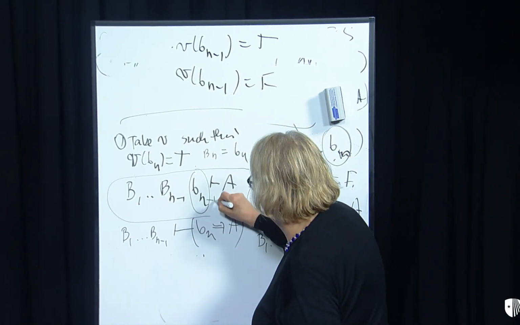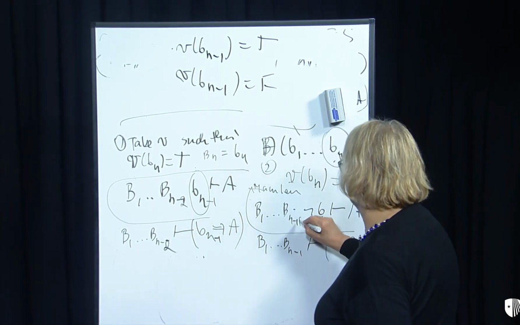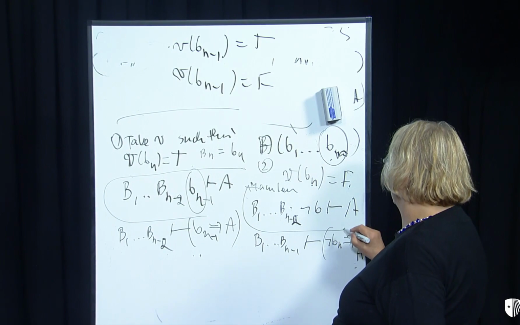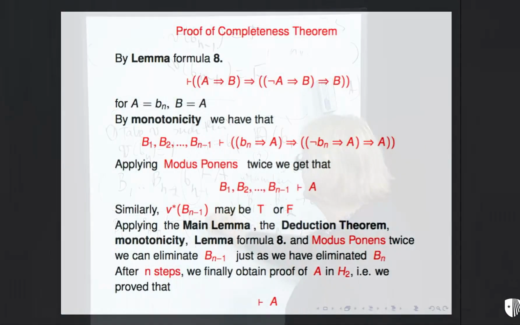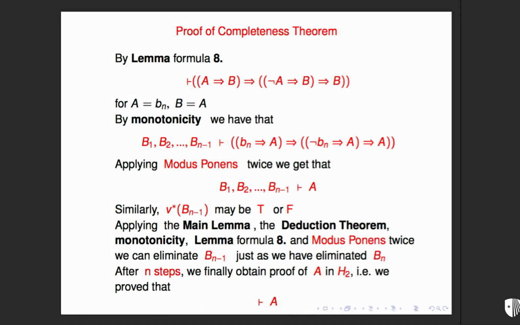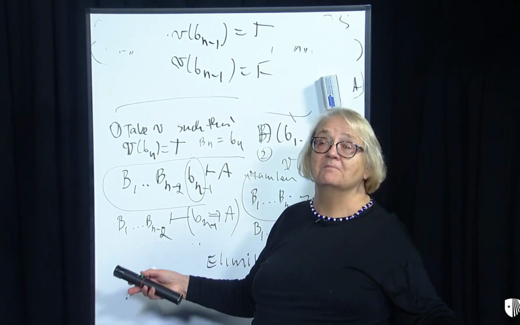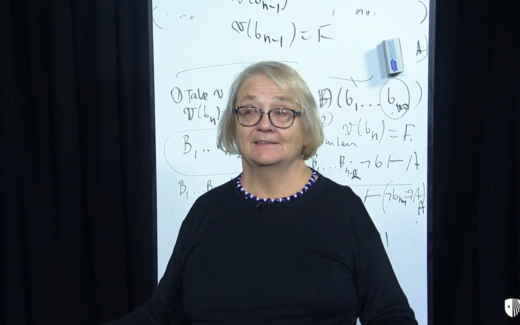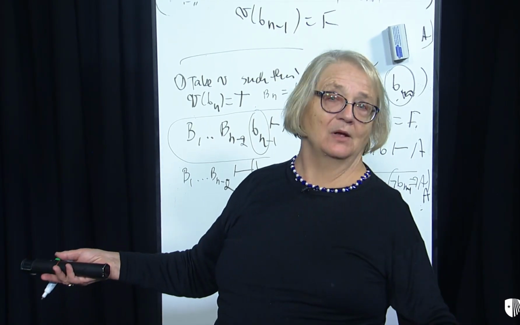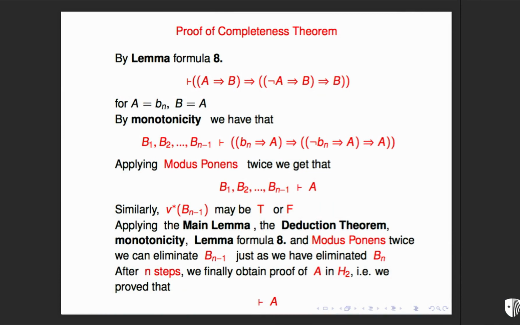So now you have Bn minus 1, here Bn minus 2, and here minus 1, and here you have minus 2, and then you have Bn minus 1, and you apply, and you eliminate Bn minus 1, and you keep eliminating until you finally get a proof of A. And we constructed the proof of A for any V. So if A is a tautology, we have a formula for how to construct the proof of A.